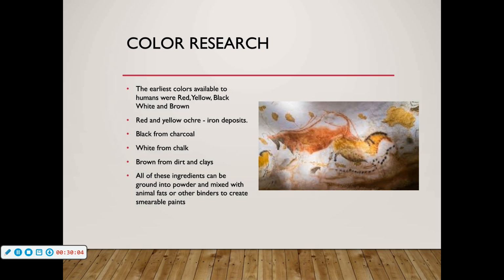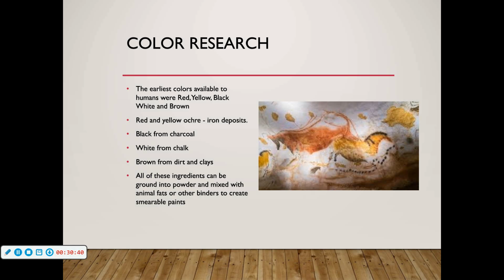All right, so let's talk about color research. The very earliest colors available to humans were red, yellow, black, white, and brown. These are all called earth pigments. They're pigments that come from different types of clay or charcoal or chalk, with red and yellow specifically, soil high in iron deposits creates those colors. And they're all found in the earth. You can dig around and find these colors depending on where you are.